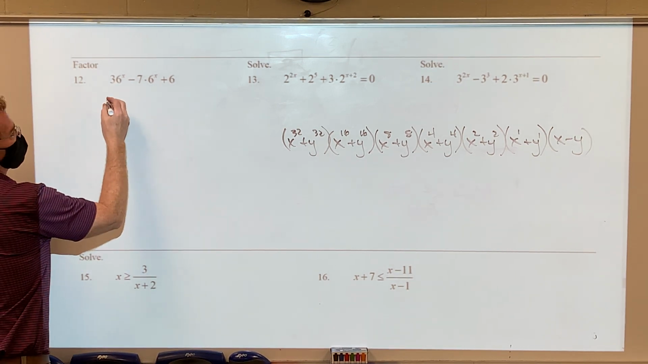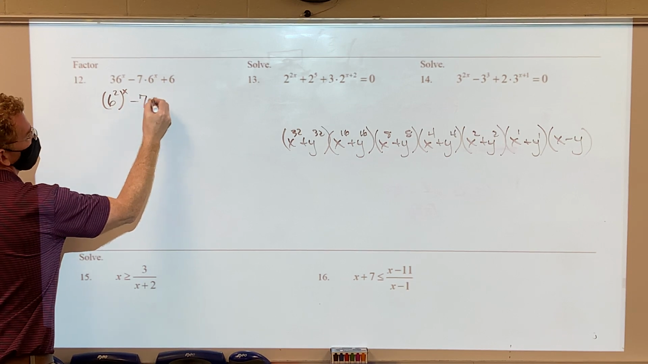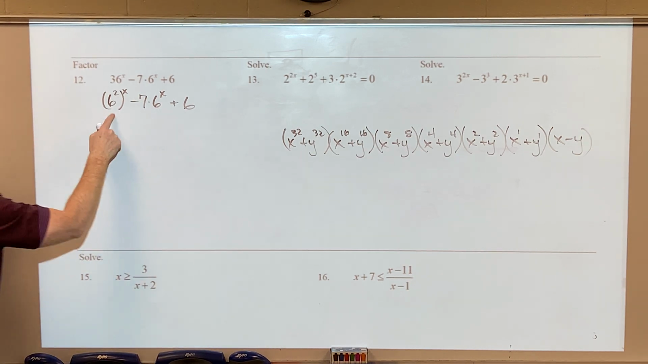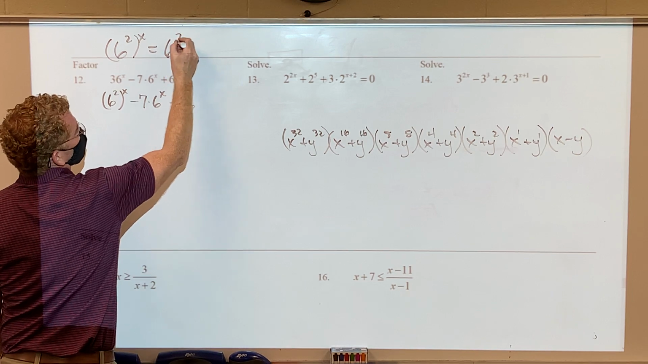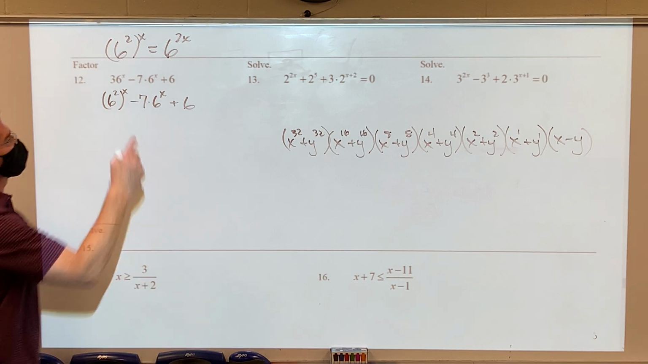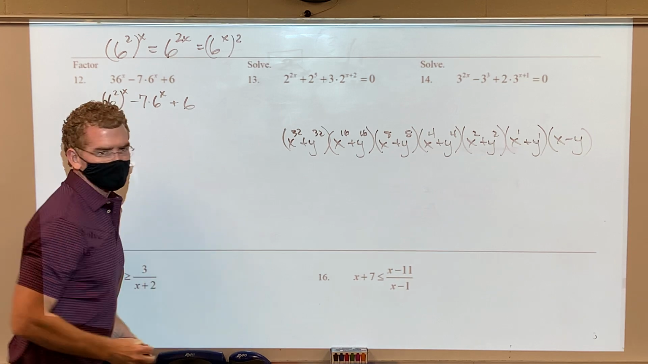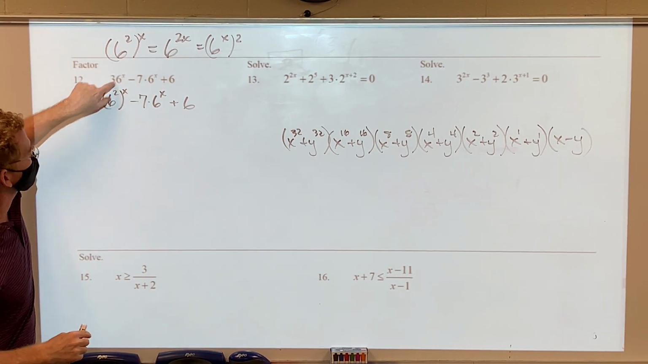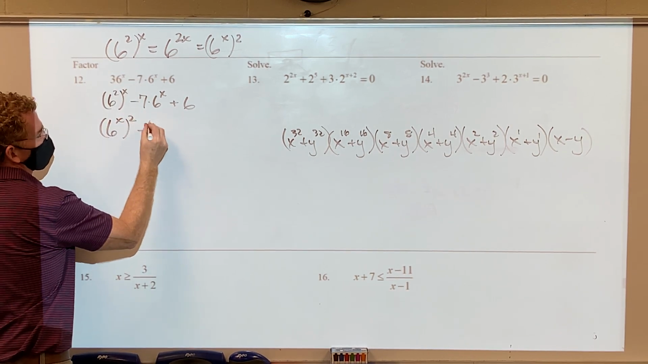What if I rewrote 36 as 6 squared to the x? Isn't 6 to the second to the x the same thing as 6 to the 2x? And isn't 6 to the 2x the same as 6 to the x squared? So couldn't I rewrite 6 to the second to the x as 6 to the x to the second?